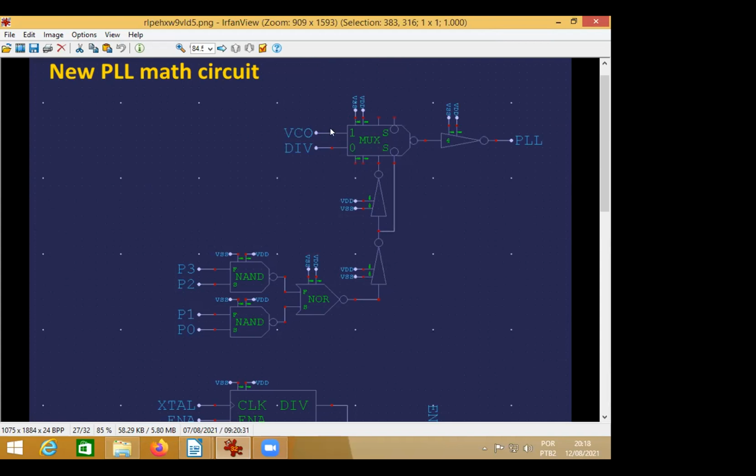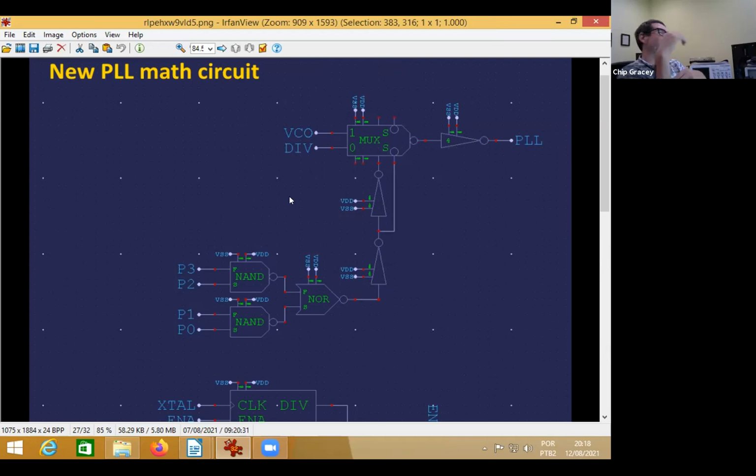It will be kept there until the div signal falls to 0. And then when the div signal falls to 0, that mux can be closed. Because at the same time, when the div signal falls to 0, the VCO has already gone up. Because it's that signal that increases the counter.